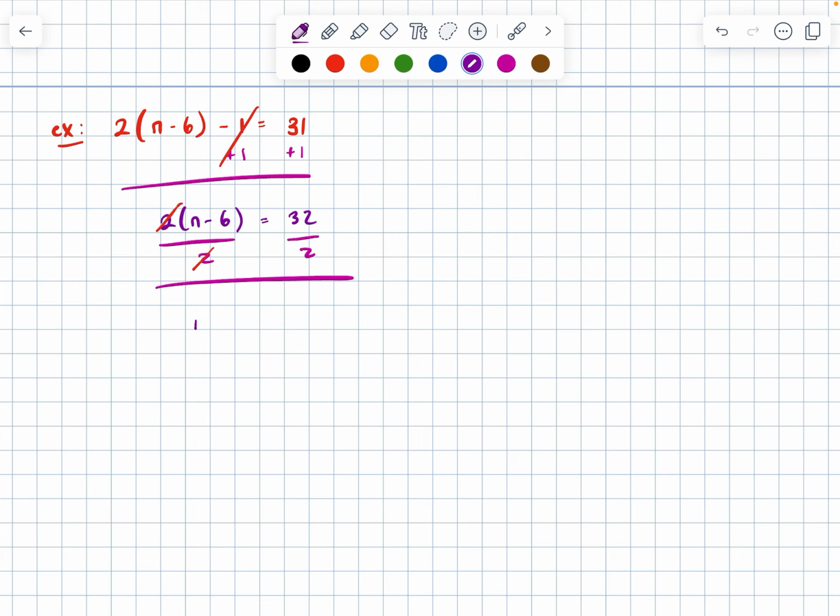Here our 2's will undo each other. I'm left with n minus 6. And on the right side, I have 32 divided by 2. Well, 32 divided by 2 is 16. And from here, I'm happy I know what to do.